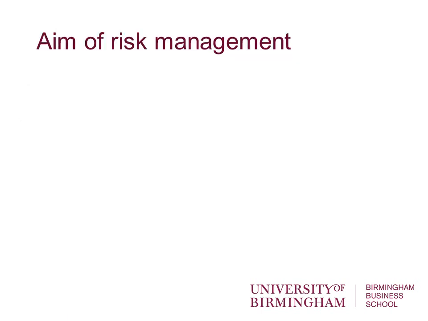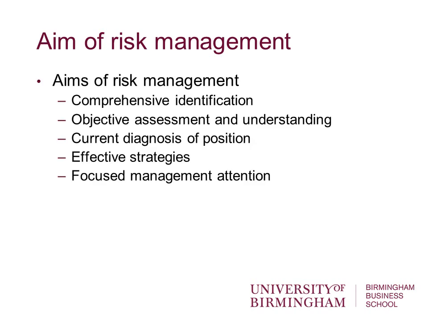Okay, so what's the aim of risk management? So here we're talking about what the traditional process of risk management involves. Okay, so the aims are a comprehensive identification of all possible risks. So expanding your risk horizon maybe. Certainly think about everything in the risk horizon, everything encompassed by the risk horizon, and trying to comprehensively identify it. An objective assessment and understanding of what each of those risks are. A current diagnosis of the organisation's position, strategies for managing risk, and focus management attention on the process and on the outcomes of risk management.